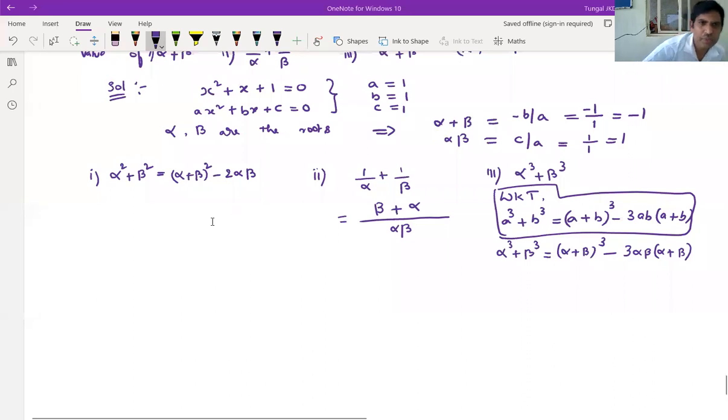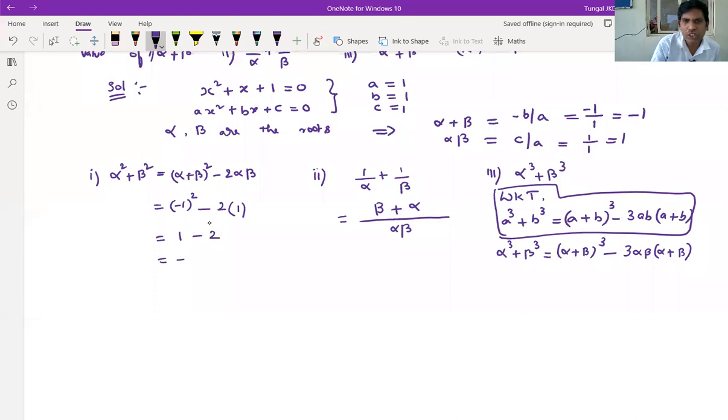Right, first one, alpha plus beta whole square. So what is alpha plus beta value? Minus 1. So minus 1 whole square minus 2 into alpha beta, nothing but 1. So minus 1 whole square is plus 1, 2 into 1 is 2. Therefore, the first answer is minus 1.